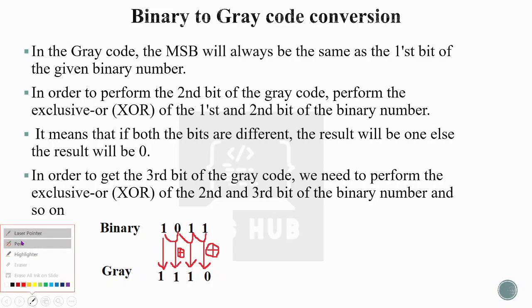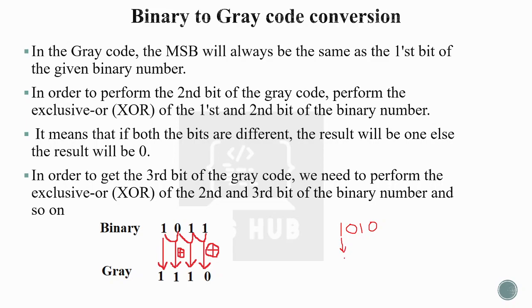Let's consider another example. Our number is 1010. We have to convert 1010 into gray code. First, the MSB is transferred here, so our gray code's first bit is 1. Then to get the second bit, we have to perform the XOR of the first and second bit of the binary number. XOR of 1 and 0 will get 1, right? The two bits are different, so our result will be 1.